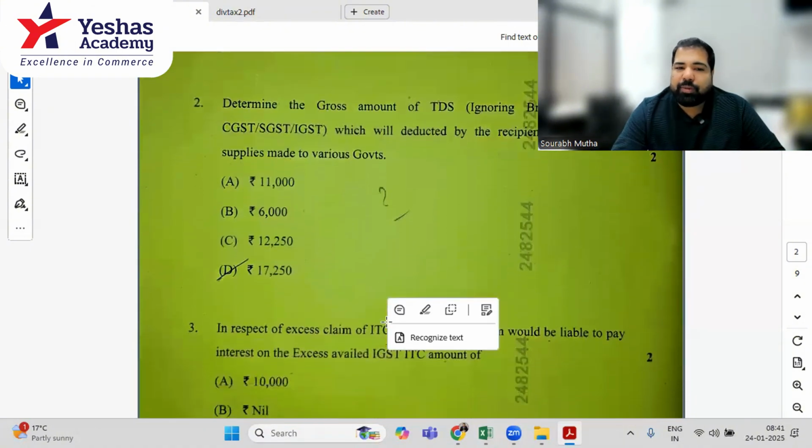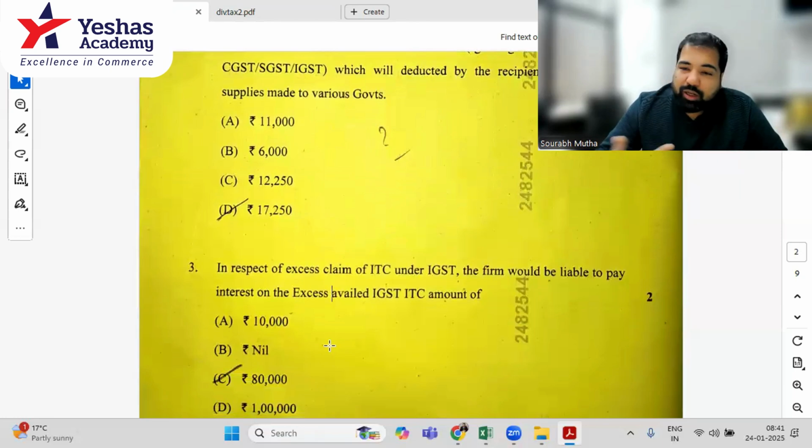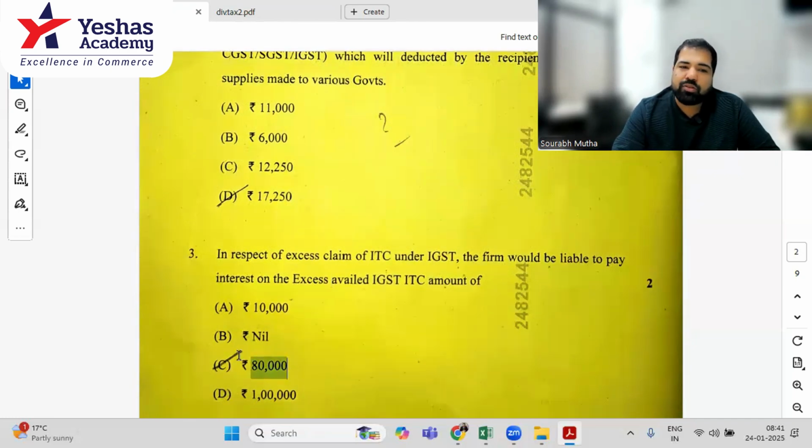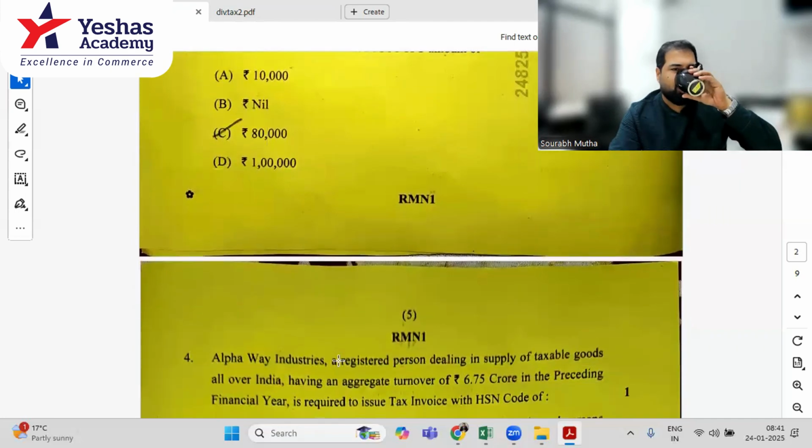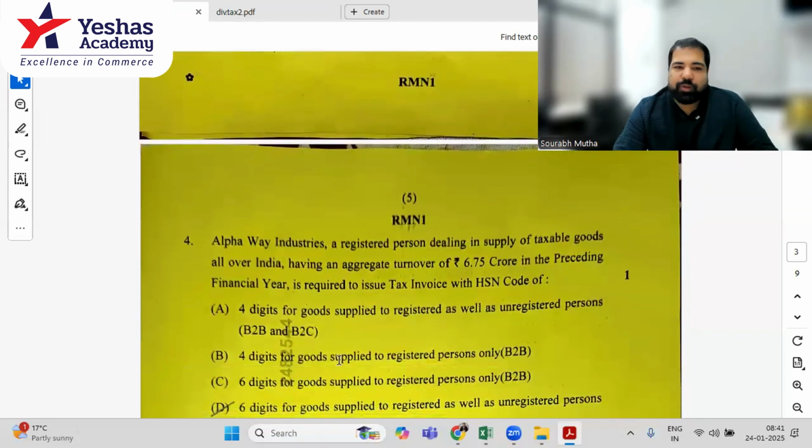Next, in respect of excess claim of ITC under GST, did you claim some excess ITC? Did you take some excess credit? Yes. How much excess credit did you take? 80,000 for IGST. On that, there will be interest. So answer is C here. That is 80,000. We move to the next one.